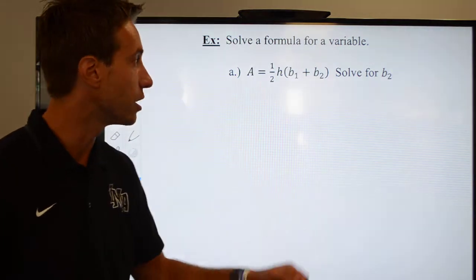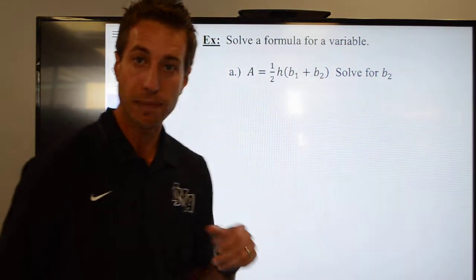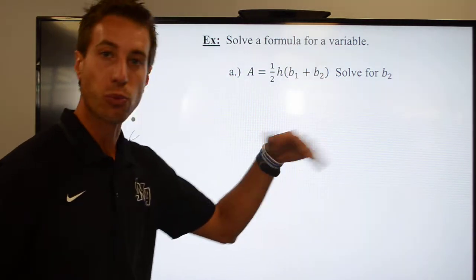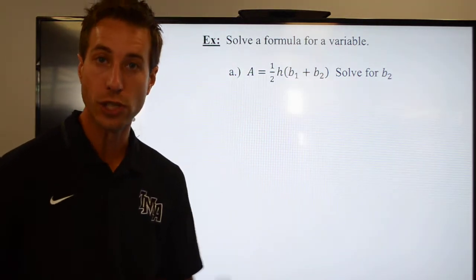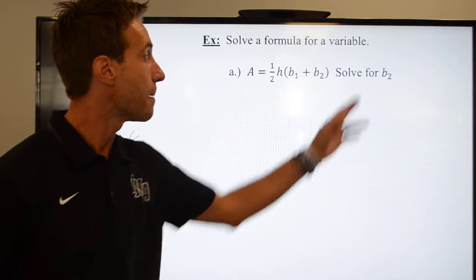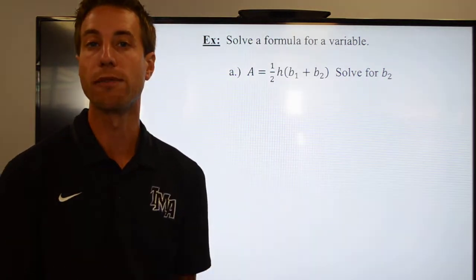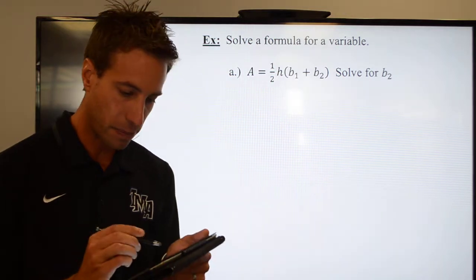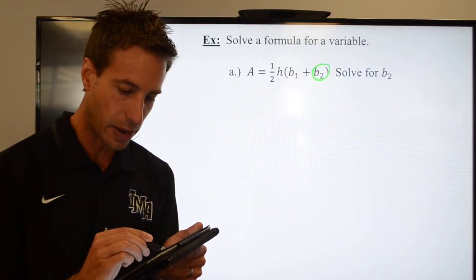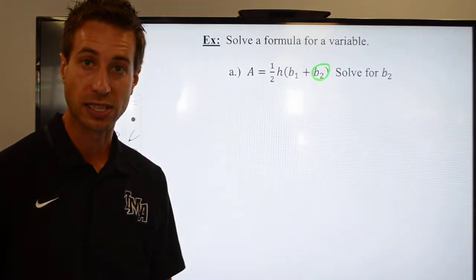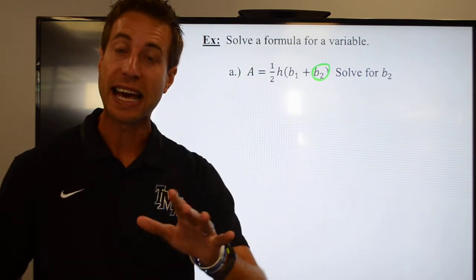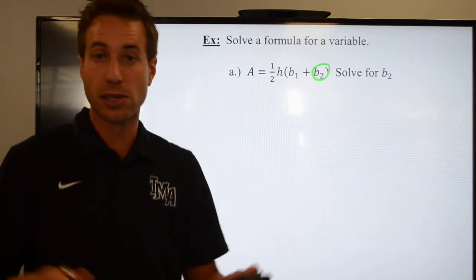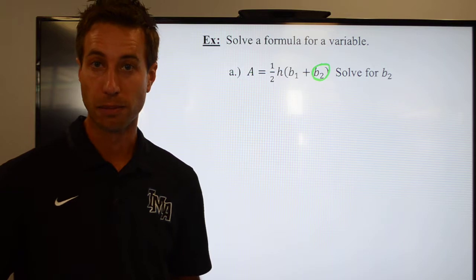So here's what I'm asking you to do. I have given you this formula. It is a formula because we're representing all of the unknowns with a symbol, and I'm asking you to solve for one of those particular symbols. In this case, I'm asking you to solve for B2. We've got to get this guy right here all by himself. We're going to treat the letters as if they're numbers and get that B2 by itself.